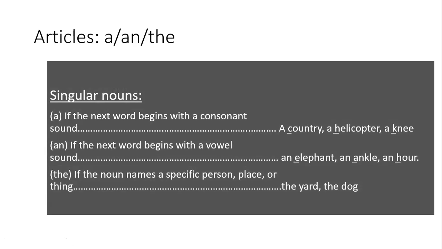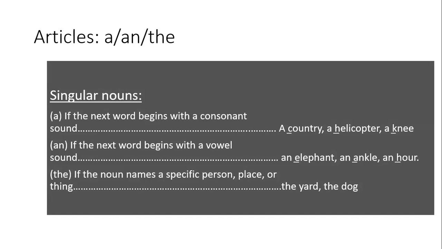Usually the H sound would sound like hotel. It has a ho, ho sound. But in the word hour, it has a vowel sound, okay? So if the word that follows has a vowel sound, we use an: an elephant, an ankle, an hour, an octopus, an eagle. Most of them will begin with a vowel letter, but you have to be careful that it also has that vowel sound.